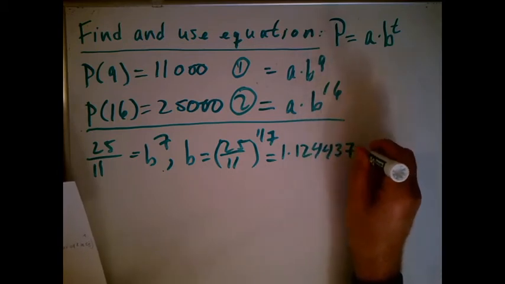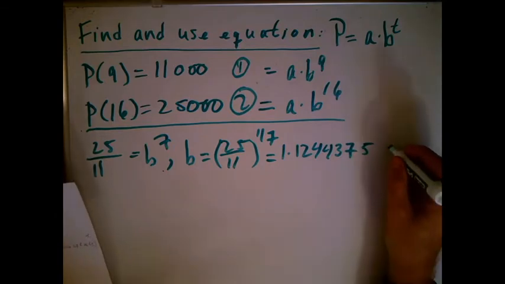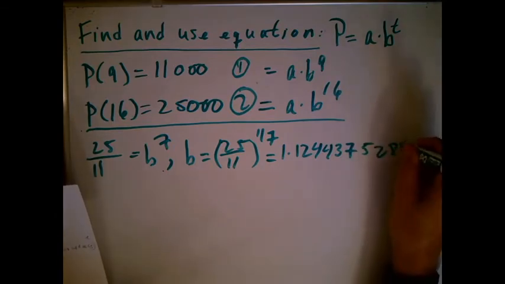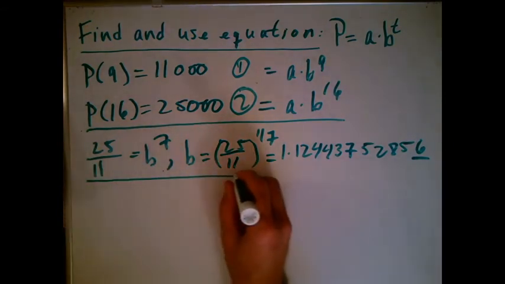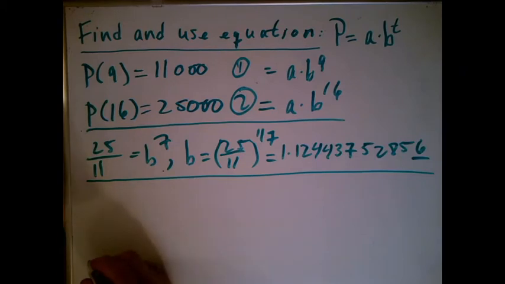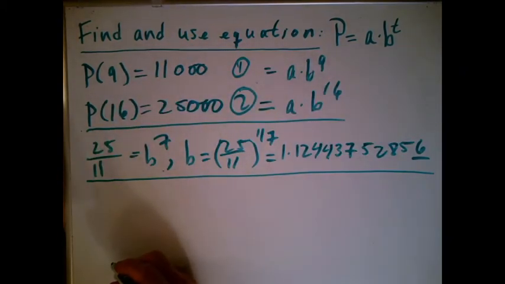Exponential functions grow so fast that any round off you do immediately blows everything out of proportion, and you get something that just sucks. So that's B. Yay. I now want A. To find A, I'm going to go back to equation 1 and plug in B.